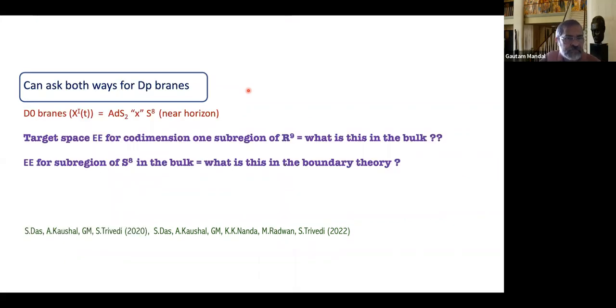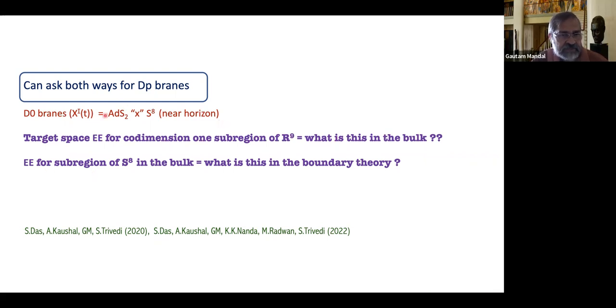Let's go. D-branes, in particular D0 branes. D0 branes are given by nine matrices like this, X^i(t). Once again, when you talk about a fixed time, there is no base space for the D0 brane description here, which is the BFSS matrix model. Here you can consider target space entanglement entropy on the left-hand side, because that's the only entanglement entropy there is. So you can consider some subregion of R^9, and what is this in the bulk? That's one question that you can ask.